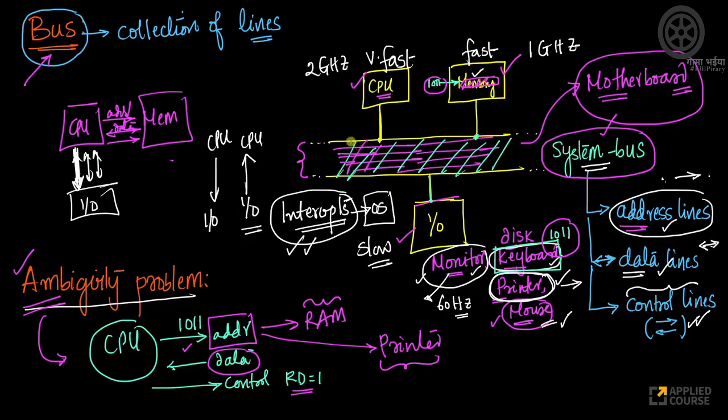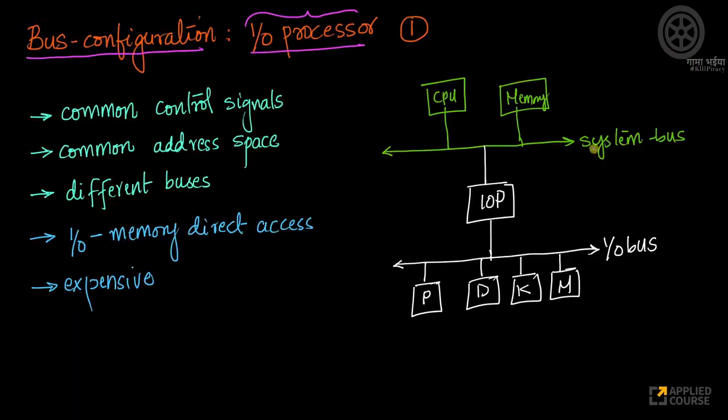Instead of drawing it like a thick wire, I've drawn it like a thin wire just for simplicity. Now what I have here is a special purpose processor called an IO processor. Remember, your IO processor is a special purpose processor designed to handle all IO devices. So this IO processor is connected to the IO bus.